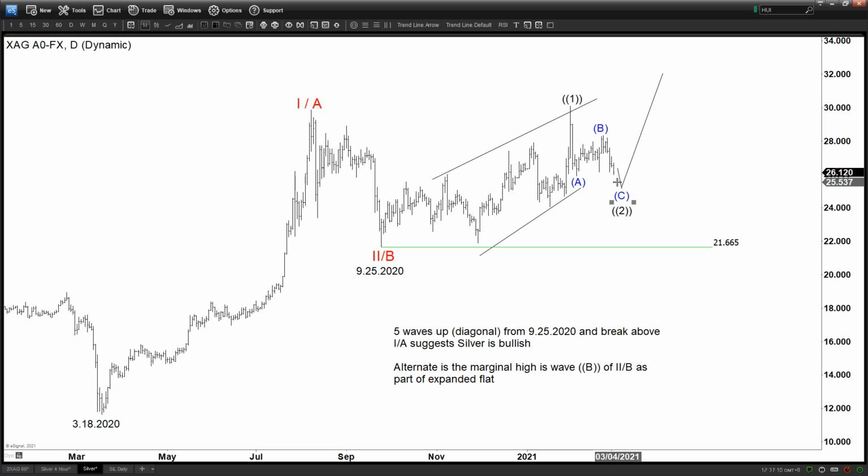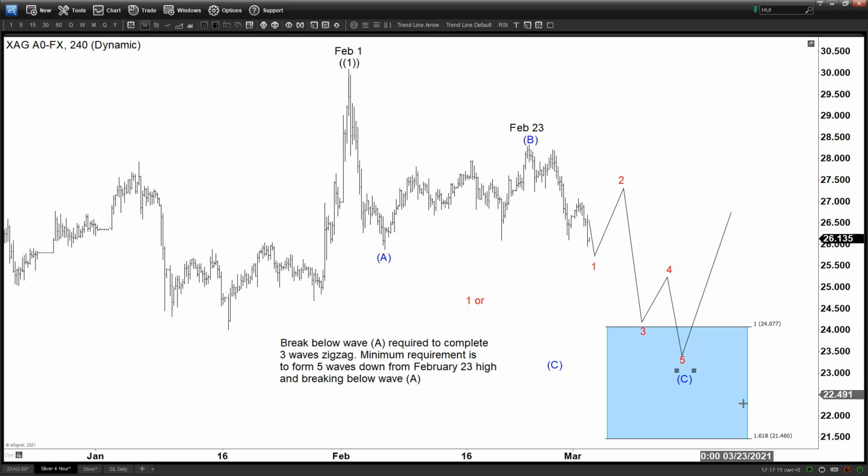This correction has scope. I wouldn't say it has to, but it has scope to reach the full 100% around 24 to 21.4. And if it truncates, then the minimum requirement is going to be a 5 waves down, which we have already seen, and at least breaking below here. So you just need a break below. A 1 cent break, for example, is considered a break. So the minimum requirement is a break below here in a 5 waves down. We already see the 5 waves down. Now we just have to wait and see a break below here. That should qualify the entire ABC finish. But if you want ideal, yes, the C can go all the way to 24.